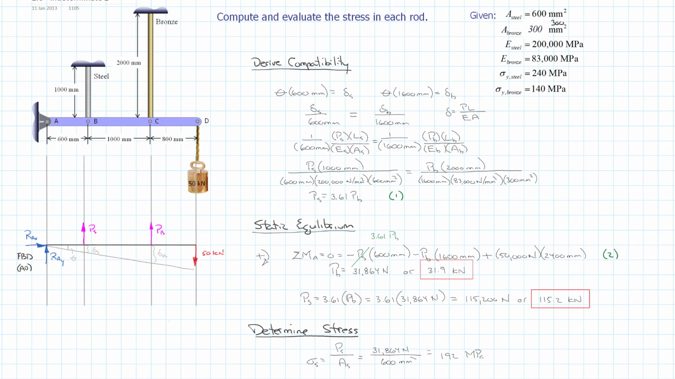is to say megapascals. And we'll go ahead and do stress in the bronze equal to the load in the bronze divided by the area of the bronze. And so that's 115,200 newtons divided by 300 millimeters squared, or 106 megapascals.